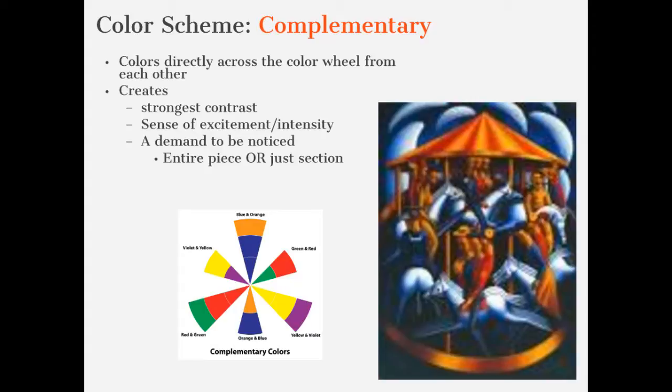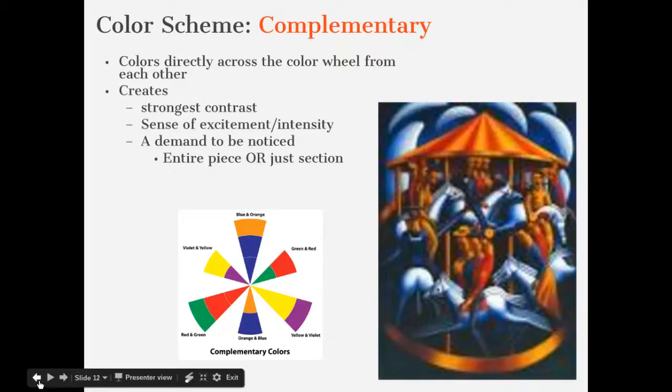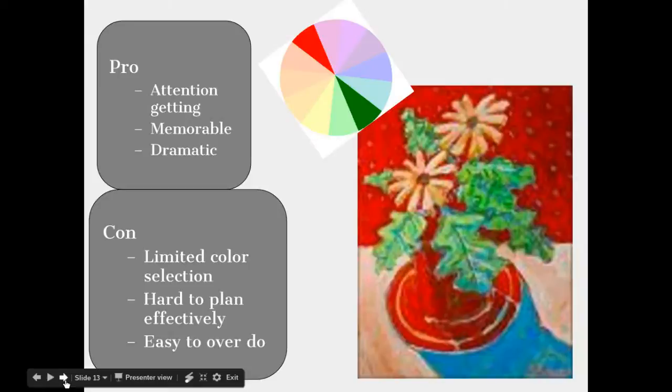The next color scheme is known as complementary. These are colors that are directly across the wheel from each other. So blue and orange, green and red, purple and yellow. It creates a very strong contrast, a sense of excitement or intensity, and a demand to be noticed on the entire piece or maybe just specific selections. The pros, it's attention-getting, memorable, dramatic. The cons is you have very limited color schemes. We're talking red and green here. It's very hard to plan effectively and incredibly easy to overdo.